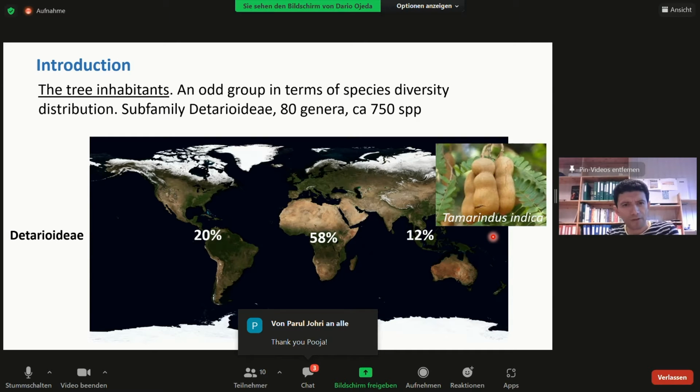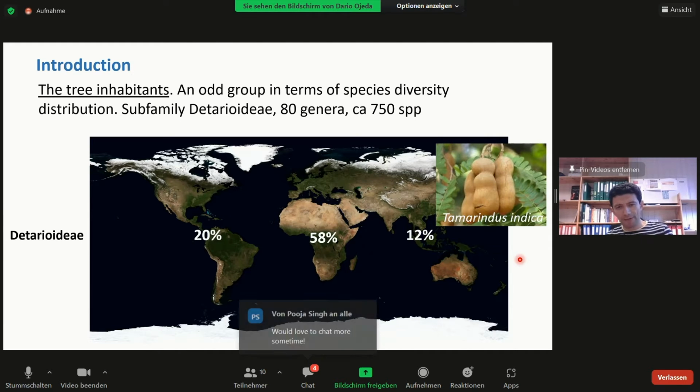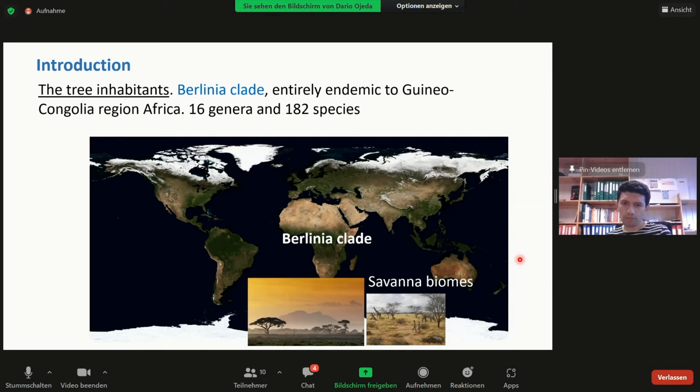If you are into tropical fruits and you know Tamarindus indica, this is one of the species that belongs to this group. But in order to really measure what is happening between the changes in area and diversification rates, it's better to use a group that is very specific and endemic to Africa. And so for this study, we selected one lineage within this subfamily, the Berlinia clade, which has 16 genera and about 190 species.